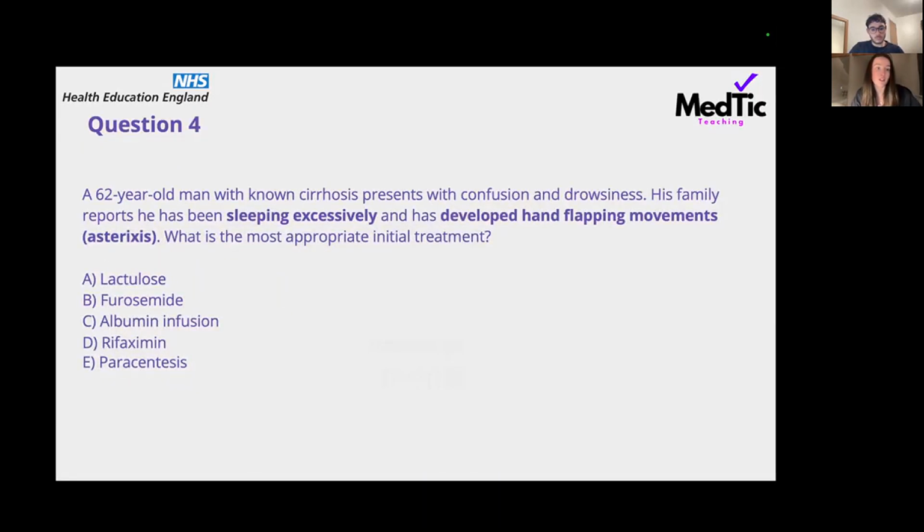So, moving on to question 4. A 62-year-old man has known cirrhosis. He presents with confusion and drowsiness. His family reports that he's been sleeping excessively and he's developed some hand flapping movements. What's the most appropriate initial treatment?